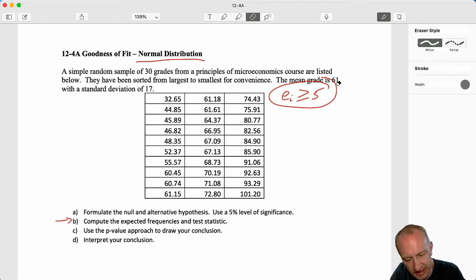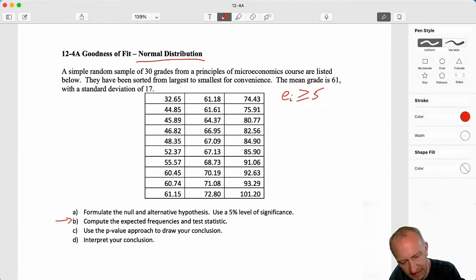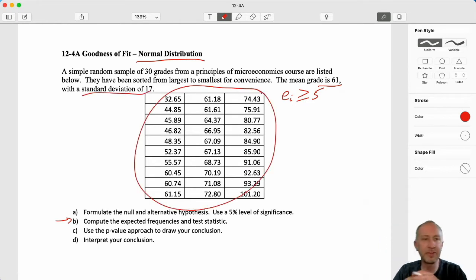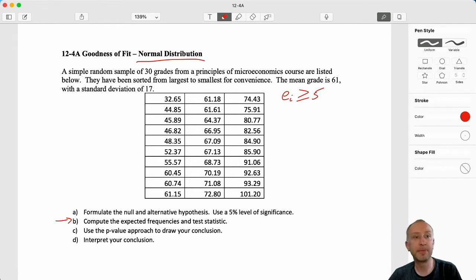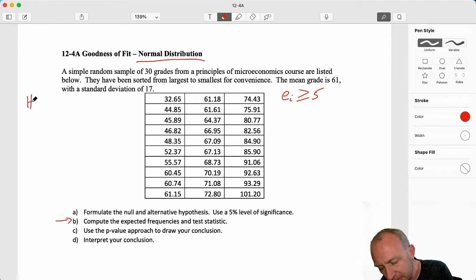Here I can see the mean grade is 61. This is a sample mean. So this is the sample mean of these observations. And this is a sample standard deviation of 17. So that's the standard deviation again of that data set. Now here it's been given to us. I have every expectation that those of you watching this know how to calculate a sample mean and you know how to calculate a sample standard deviation. First step, same as always, formulate the null and alternative hypotheses. These are a little bit long-winded.